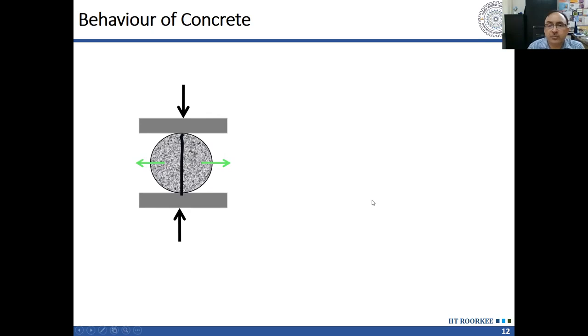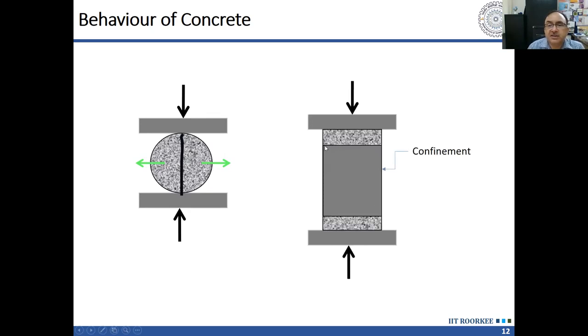So taking cue from here, let's test a concrete cylinder which is encased in a tube. So this is a steel tube all around. I have encased this cylinder inside this tube, and then I am trying to test it. Can you imagine what will happen? Will it fail in the same manner as the cylinder earlier, by splitting, by diagonal cracks, vertical cracks? Will it fail in the same way?